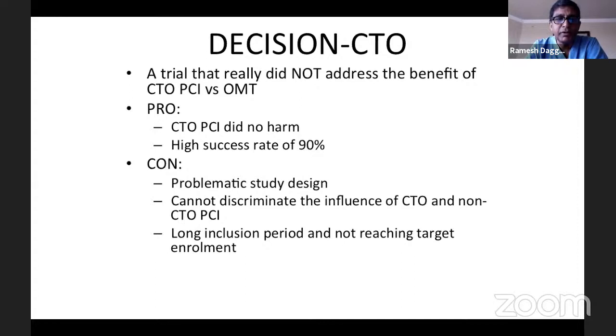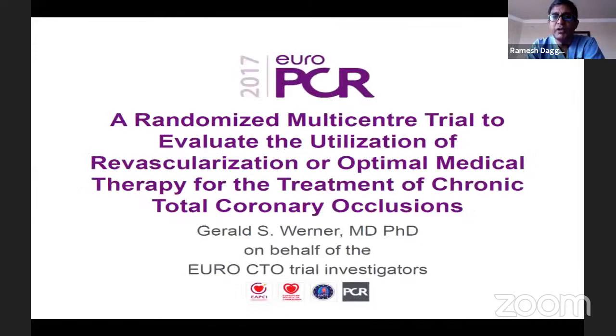And the con against this trial is a problematic study design. You cannot discriminate the influence of CTO or non-CTO PCI. And the long inclusion periods and not reaching target enrollment are the ones that we have to question about that study.